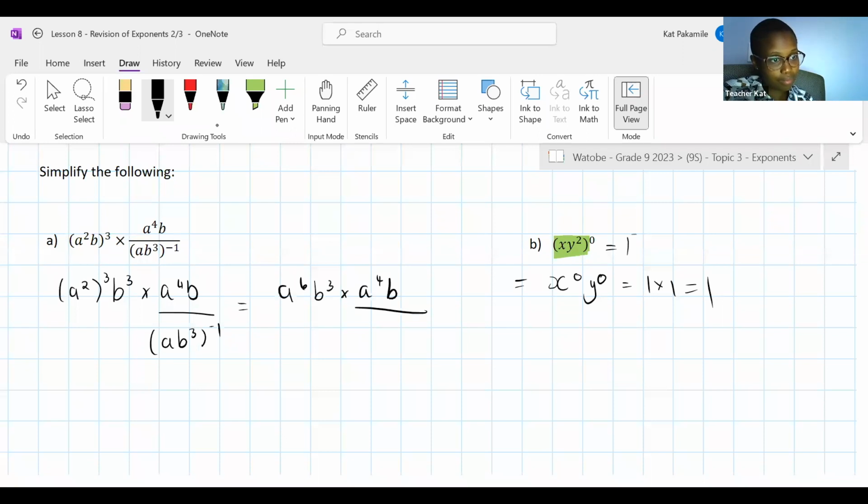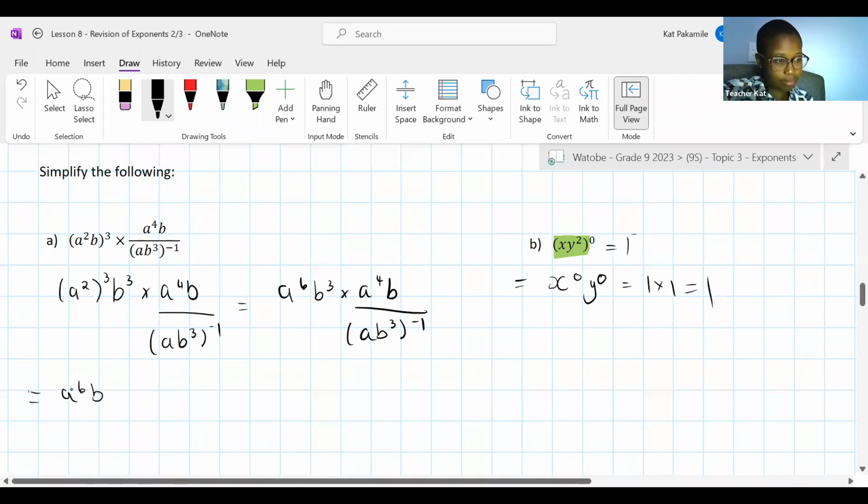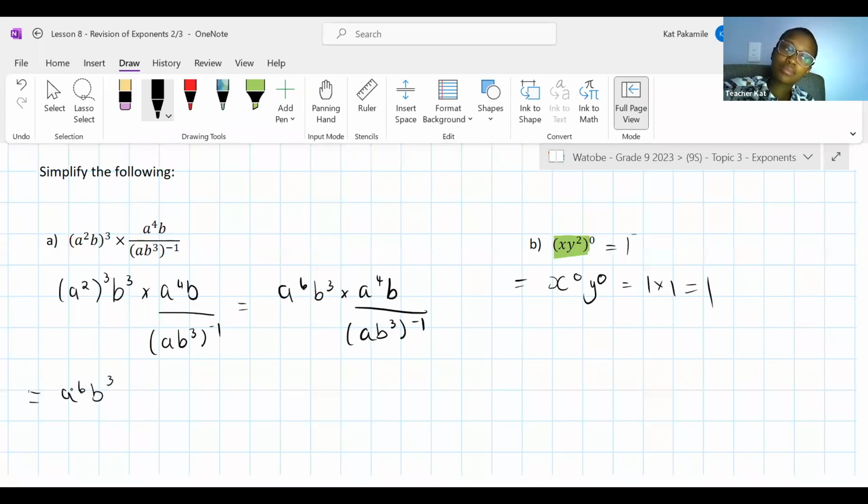I said A to the power of 6, B to the power of 3 multiplied by A to the power of 4 B, divided by 1 over AB to the power of 3. And I said A to the power of 6, B to the power of 3, A to the power of 4 B, AB to the power of 3.